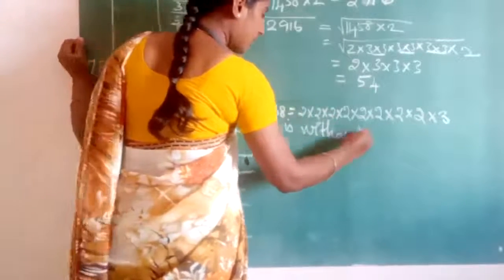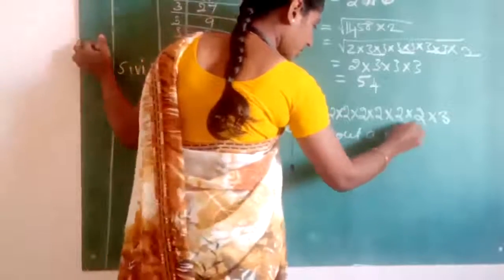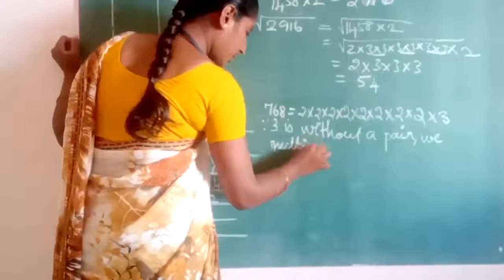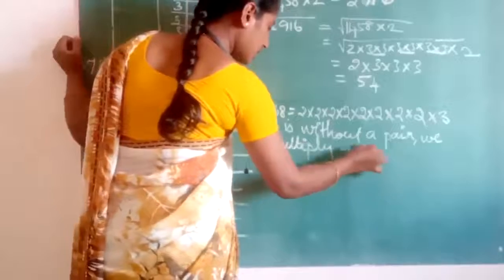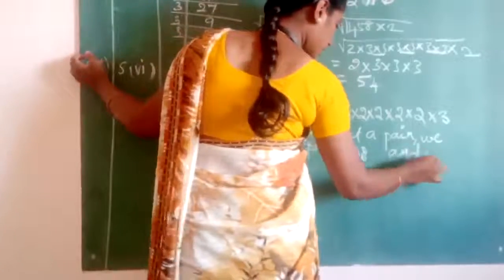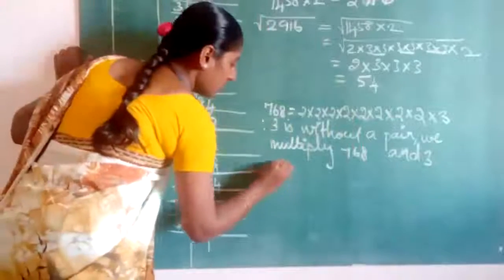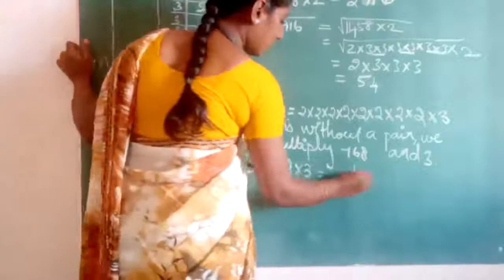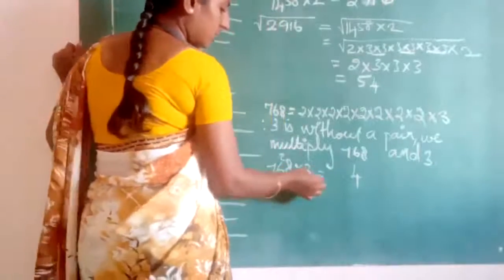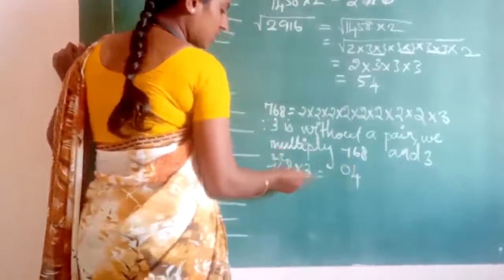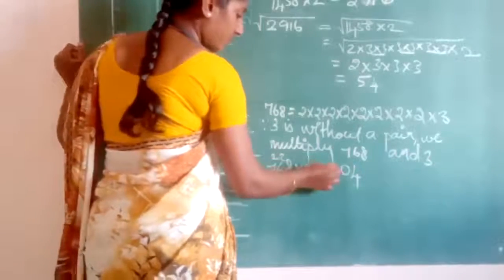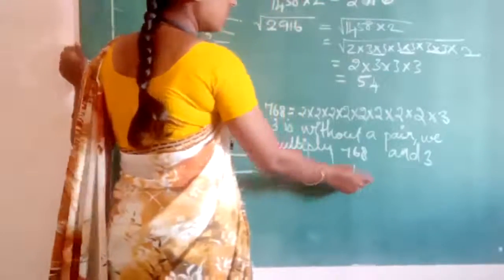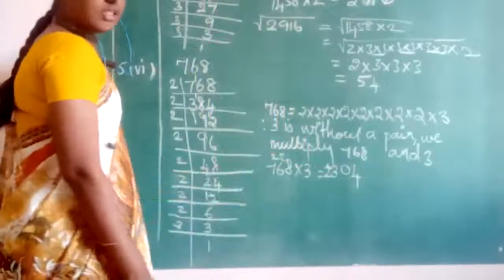Now you write, since 3 is left without a pair, we multiply 768 and 3. So 768 into 3 is how much? 3 8's are 24, 3 6's are 18, 18 plus 2, 20, 3 7's are 21, 21 plus 2, 23. So 2304 is the required square number.